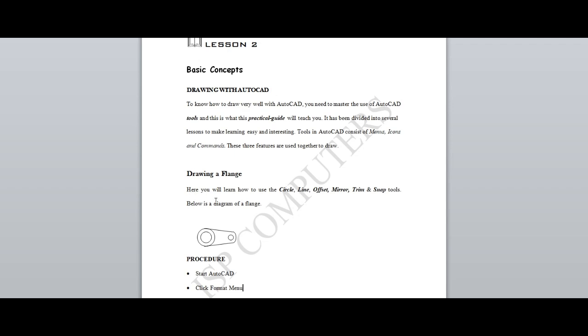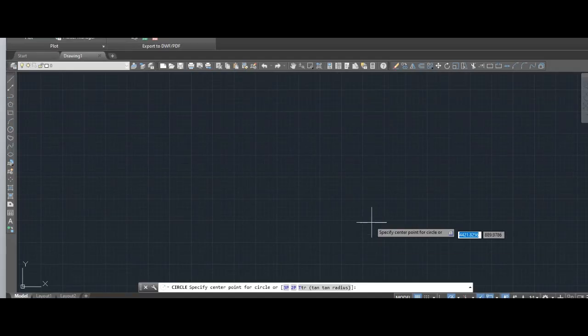In this lesson, we're going to be learning how to use the circle, line, offset, mirror, trim, and snap tools. So we're going to be learning how to use those tools, and this is exactly what we're going to be learning how to do. This is your flange here. So let's jump right into AutoCAD and see how we can achieve this.